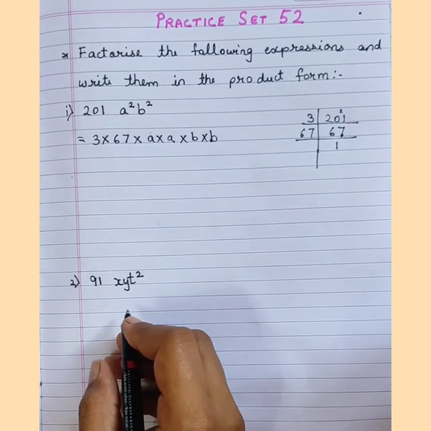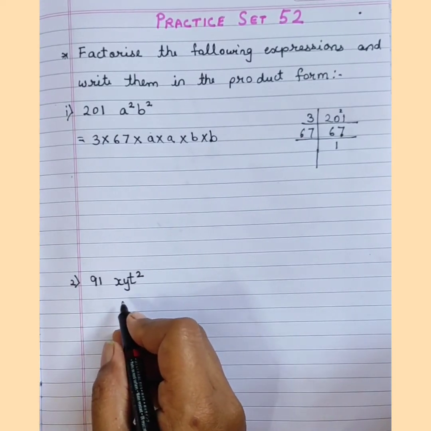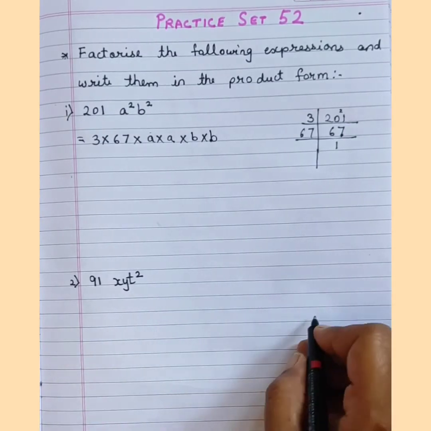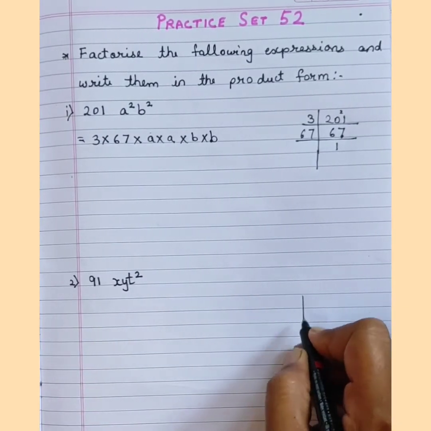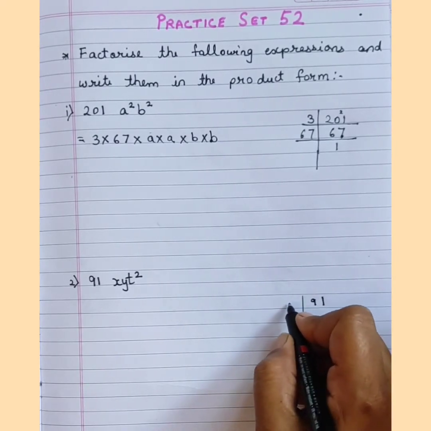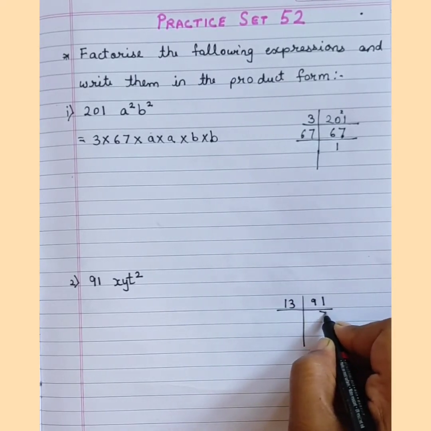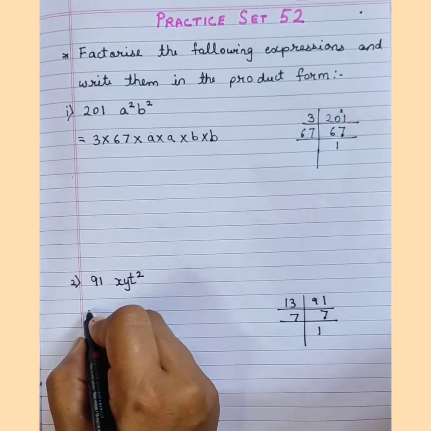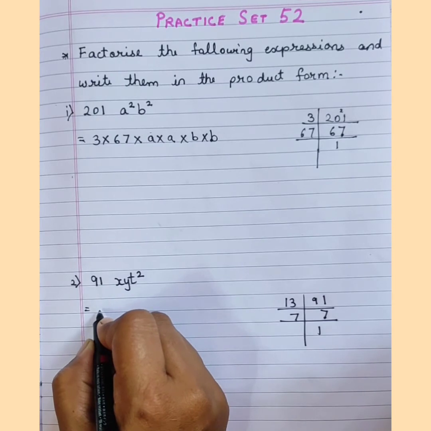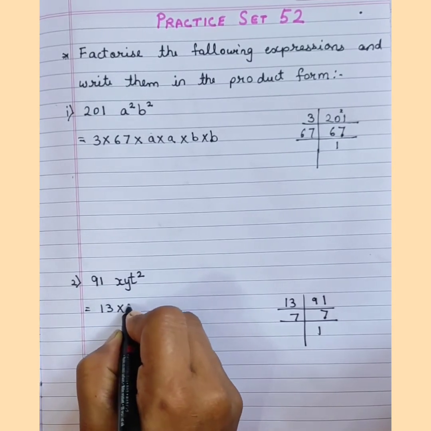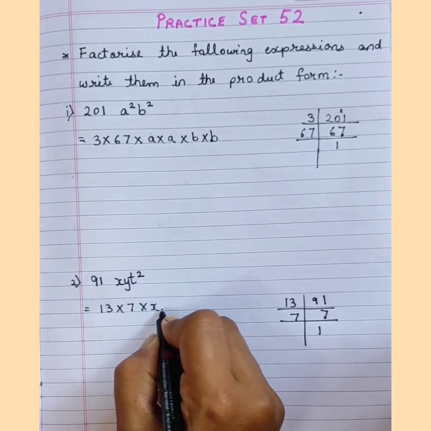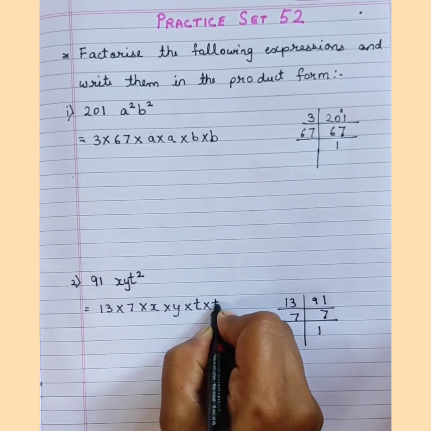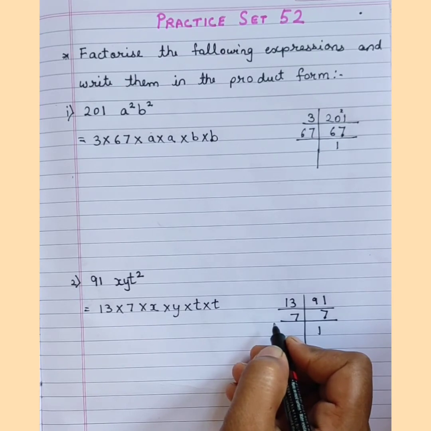Now, let us see the next question, that is 91 x y t square. First we will factorize 91. That is 13 7s are 91, 7 1s are 7. So we got the prime factorization for 91 as 13 into 7. We will write x into y into t square, which is t into t.